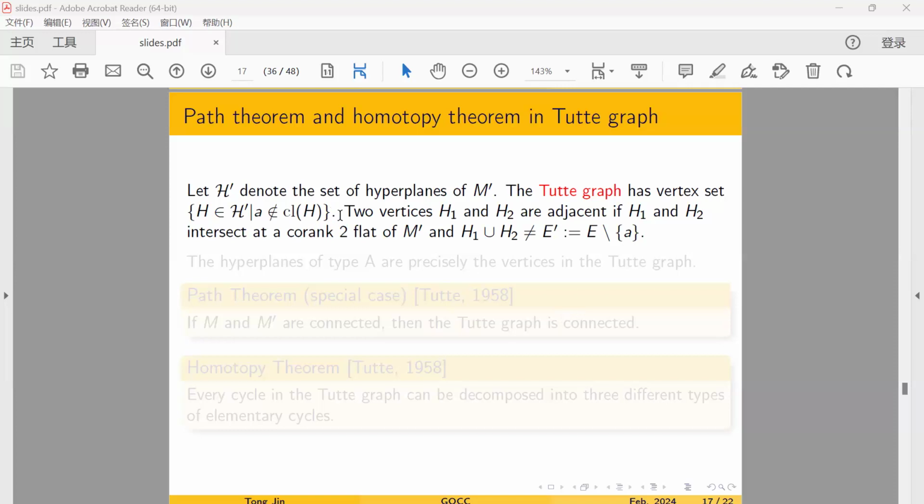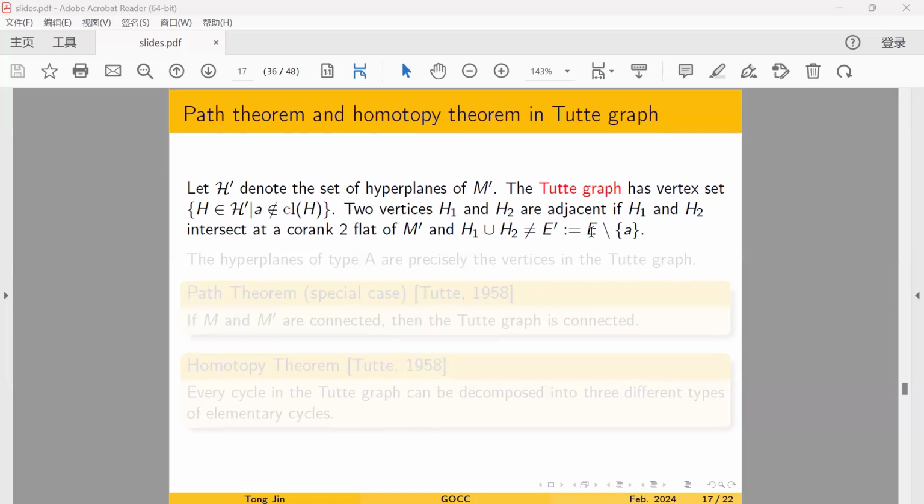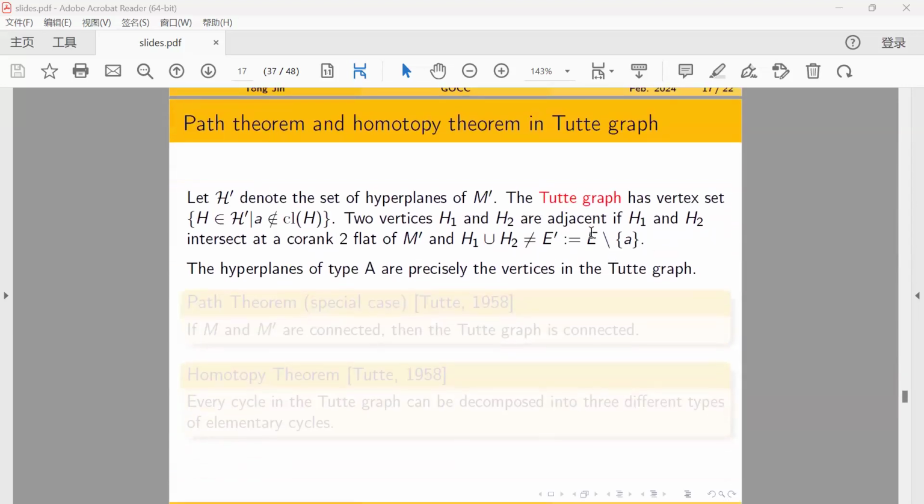And two vertices, or two hyperplanes of type A, are adjacent if H1, H2 intersect at a co-rank 2 flat, and if their union is not everything in the ground set. So we are able to find a third hyperplane of type A to give us a modular triple of hyperplanes in the deletion. And these vertices are precisely the hyperplanes of type A in the induction step.